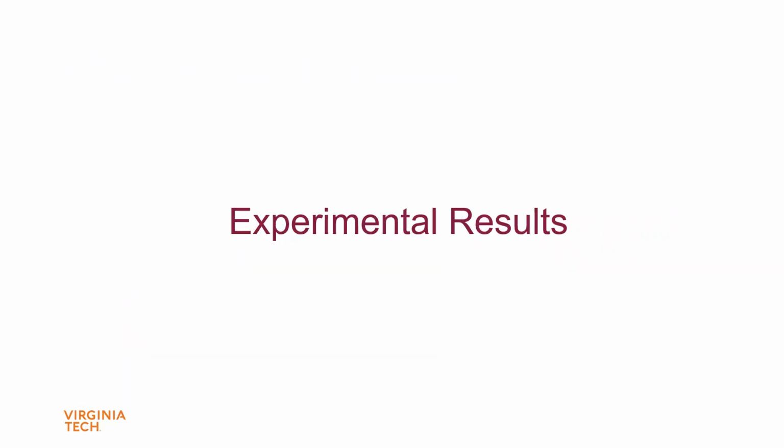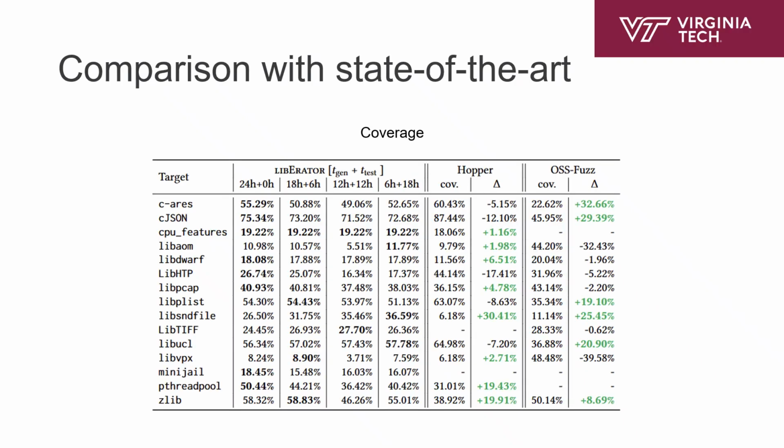Next, we'll look at some of the experimental results that came out of Liberator's testing. So looking at the coverage that was generated by Liberator over time, we can see here we have 4 different columns for Liberator and only 1 column for coverage for Hopper and OSS Fuzz. Here, the 4 different columns represent the different combinations of the time it takes to generate the fuzzers and the time it takes to test them.